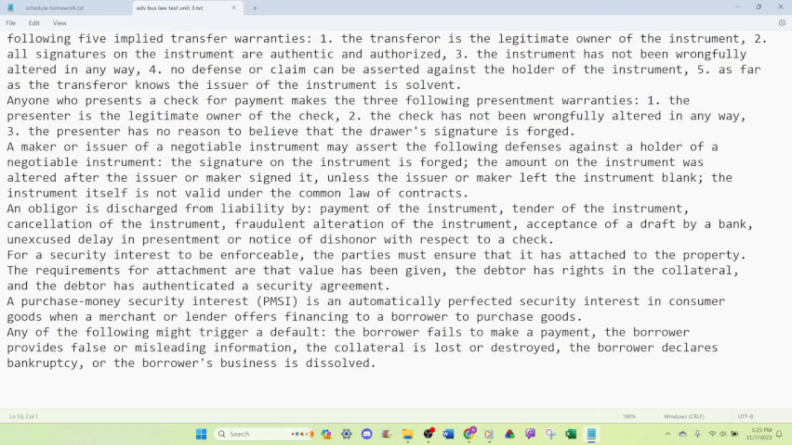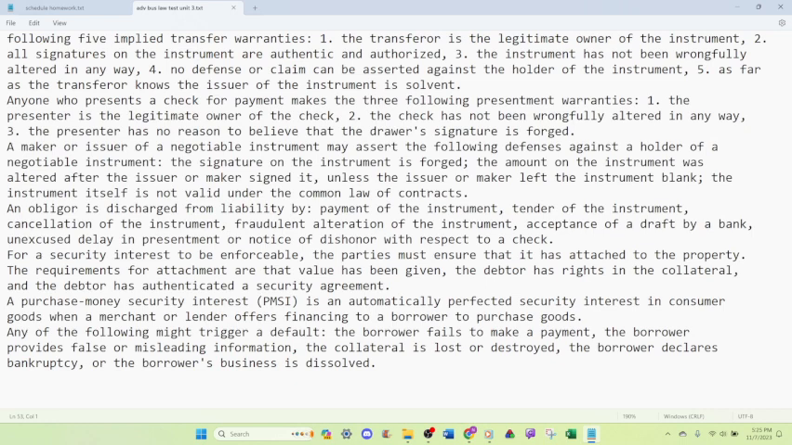A maker or issuer of a negotiable instrument may assert the following defenses against a holder of a negotiable instrument. The signature on the instrument is forged. The amount on the instrument was altered after the issuer or maker signed it, unless the issuer or maker left the instrument blank. The instrument itself is not valid under the common law of contracts.